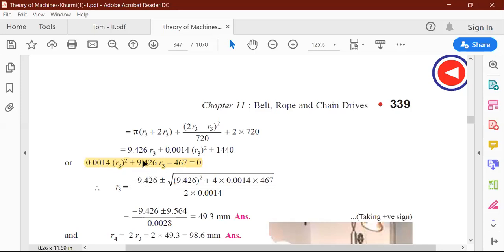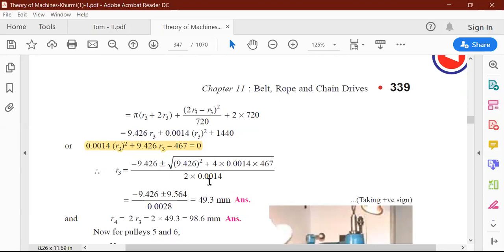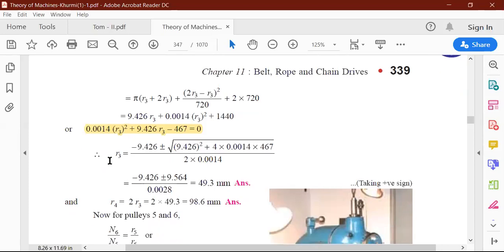So minus b is your 9.426, plus minus square root of b square, 9.426 square, plus 4ac. 4 multiplied by a, which is 0.0014, and c is your 467. Okay, 4ac, divided by twice a, so divided by 2 multiplied by a, 0.0014. By solving this equation, we get a value of R3, that is 49.3 mm.